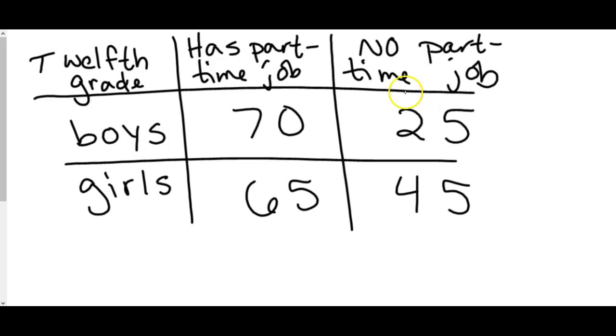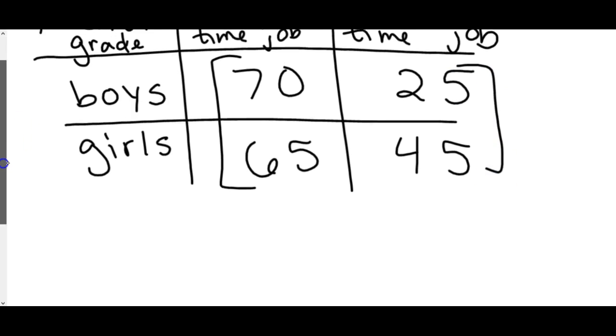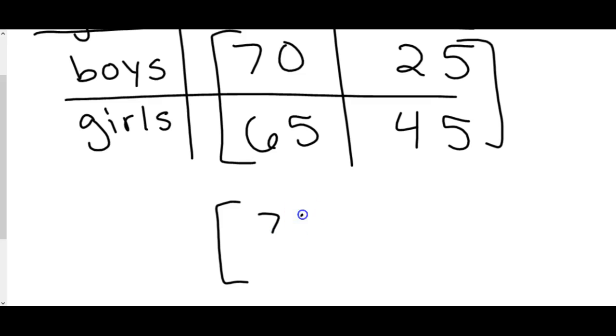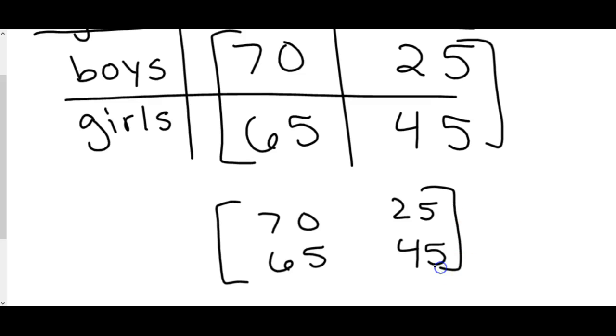So when you have a table like this, it's basically already set up in matrix format. You're just going to take it out of the table and put the brackets around it. So our matrix is 70, 25, 65, 45. So from that matrix, I could ask, what is element J? Oh, I'm going to call this capital J matrix. So j1,2. Well, that's first row, second column. So first row, second column gives you 25. So that is element j1,2.